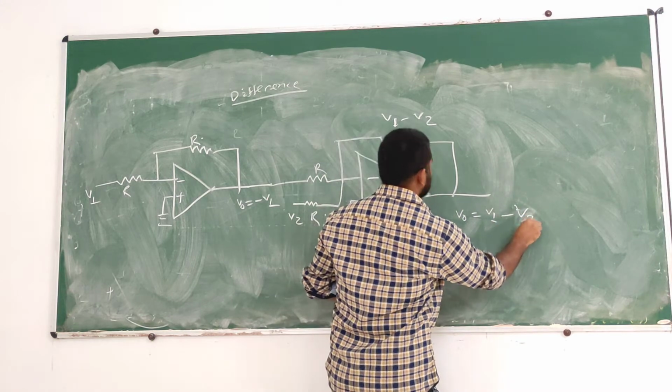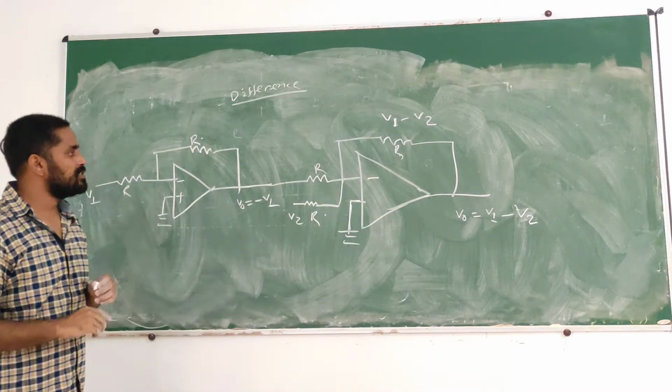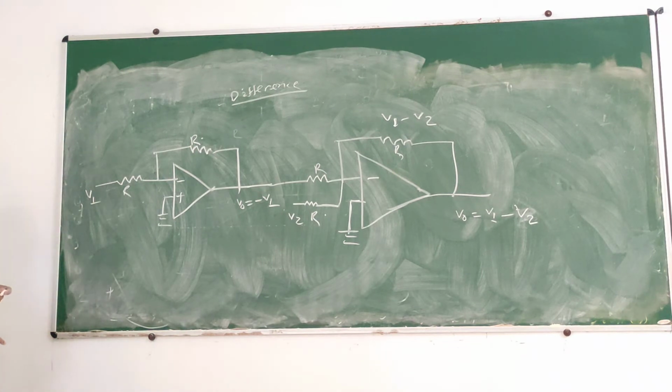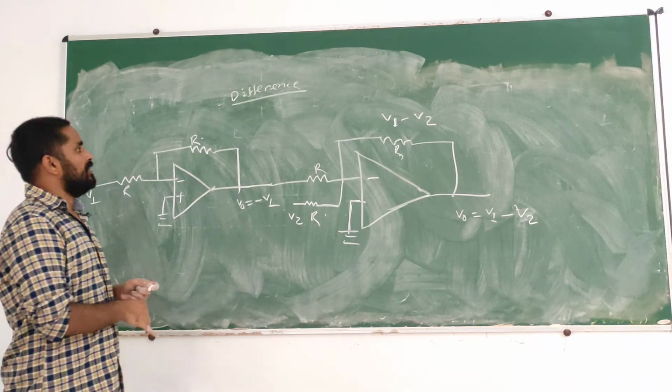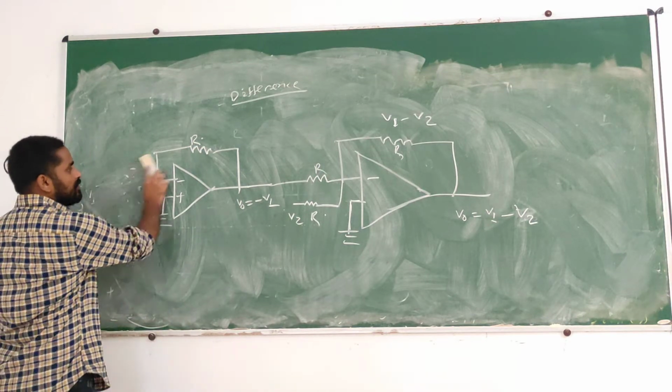So we got V1 minus V2. So this is your difference amplifier. Now this we have done with the help of an inverting amplifier. Now how to do it with the help of a non-inverting amplifier? We are just going to see it.